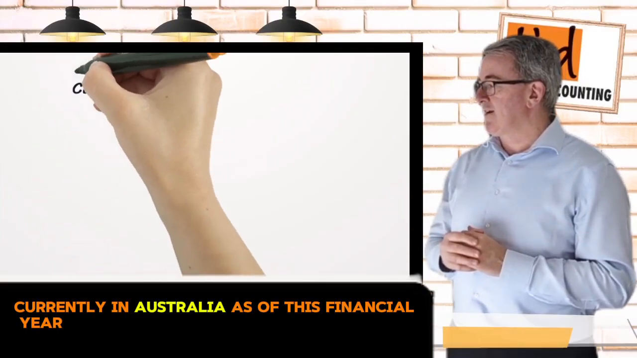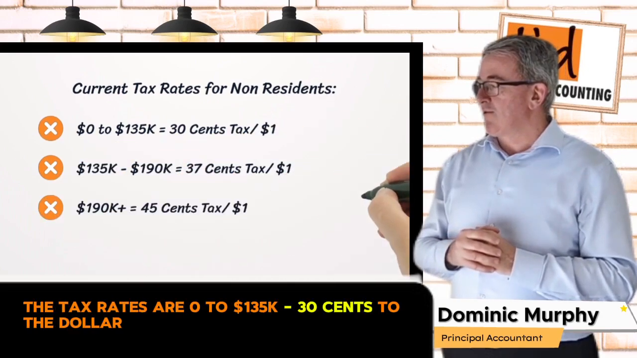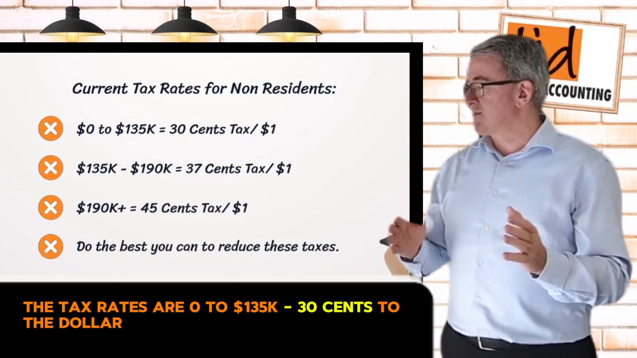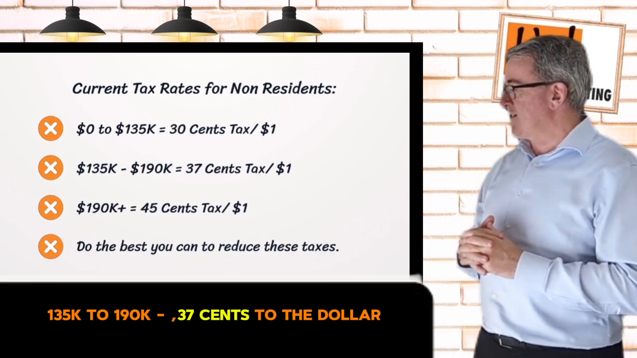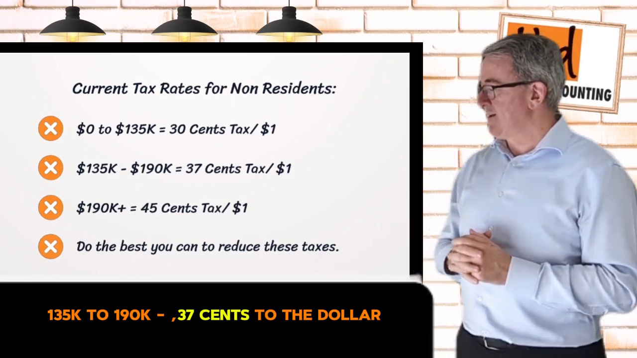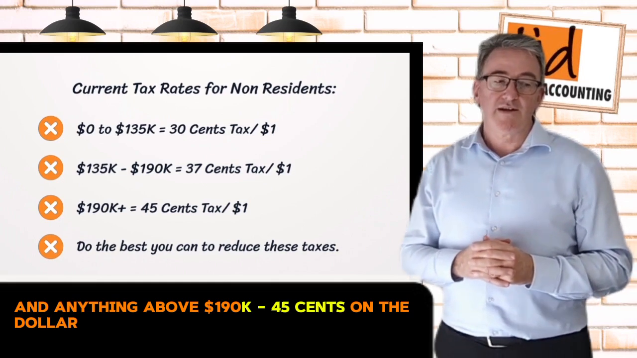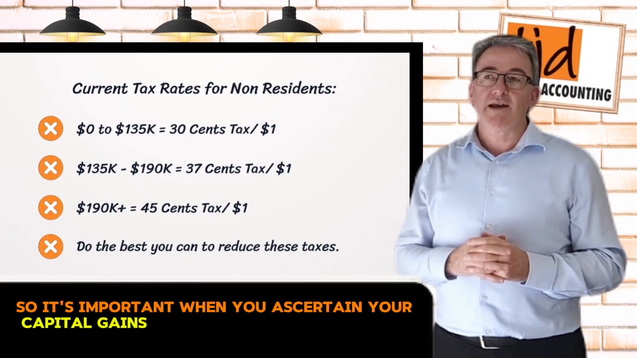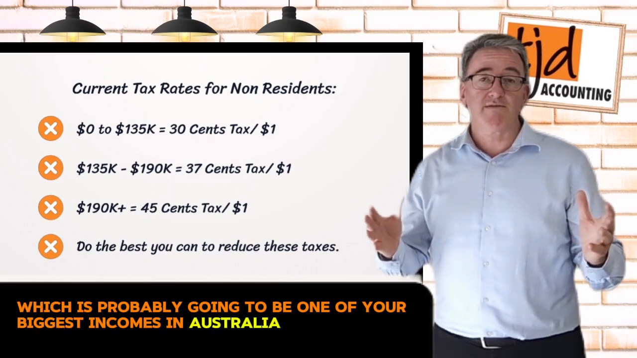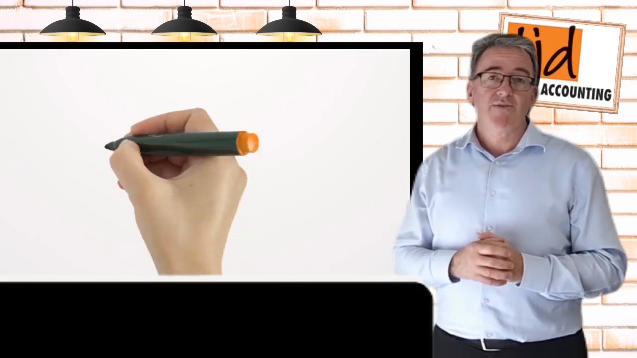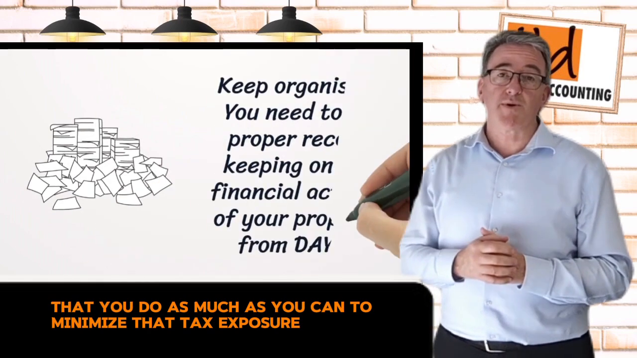Currently in Australia, as of this financial year, the tax rates are: 0 to $135,000, 30 cents on the dollar; $135,000 to $190,000, 37 cents on the dollar; and anything above $190,000, 45 cents on the dollar. So it's important when you ascertain your capital gain, which is probably going to be one of your biggest incomes in Australia, that you do as much as you can to minimise that tax exposure.